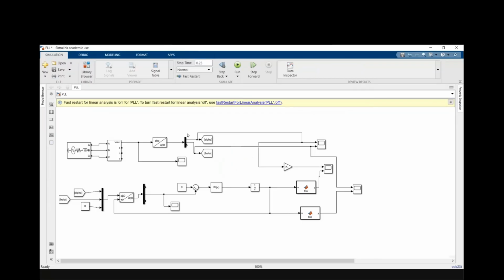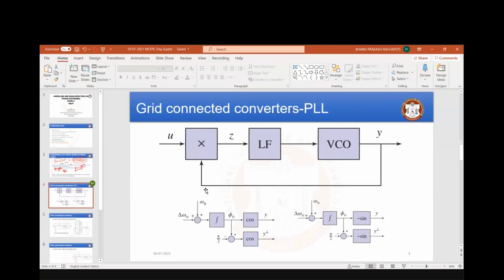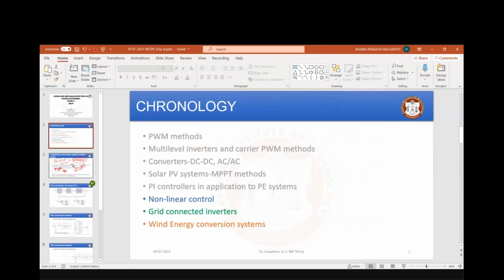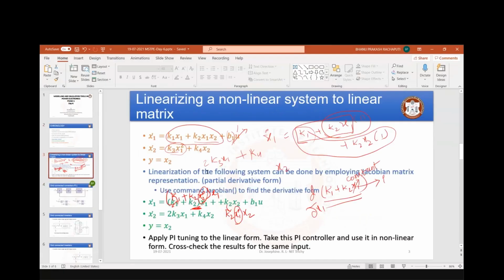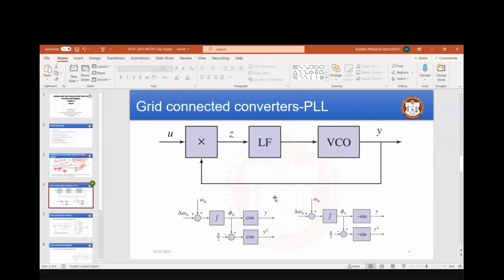So this is how your PLL works, and this is how your linearization of the network works. It has disadvantages and advantages. Similarly, your PLL, you have to properly tune it. If you don't tune it properly, it will not work.